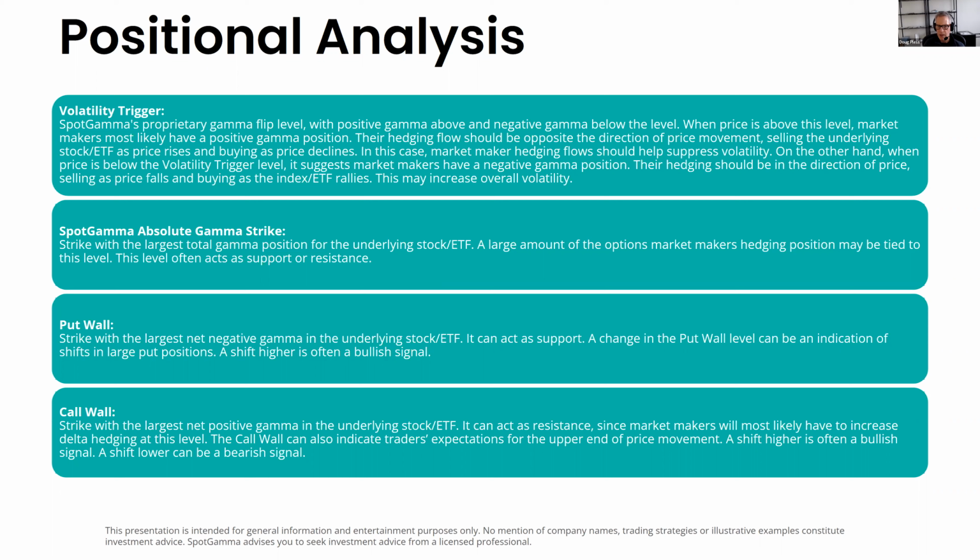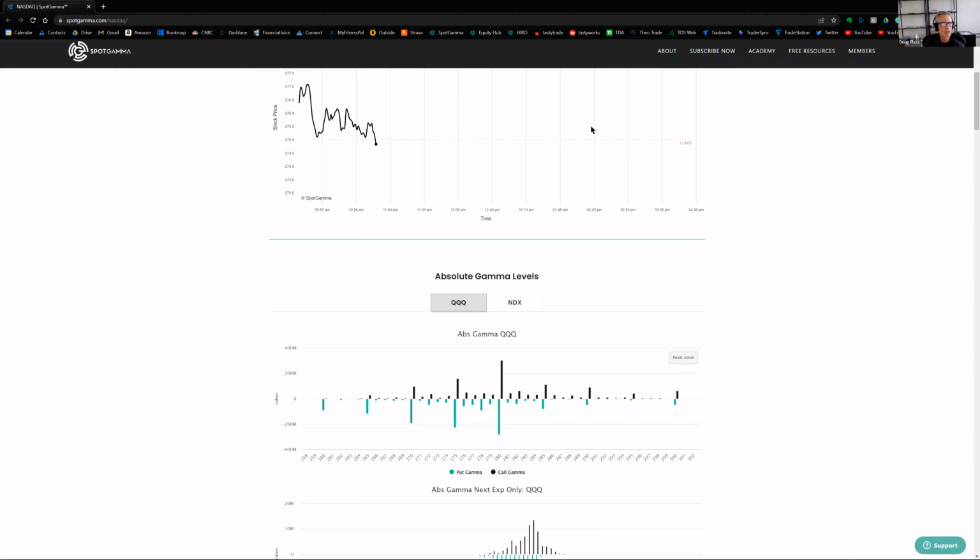So one thing that I want to look at is, let's just take a look at the absolute gamma levels for QQQ today, just to give an idea of what I'm looking at. So this is QQQ, the absolute gamma levels. This is for today. Remember, we're looking at a trade study from last year, but this is today, just to give you an idea of how this sets up. So for today, this is the 280 level, and that is the absolute gamma strike for QQQ today.